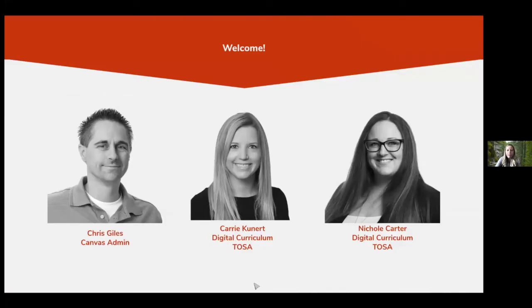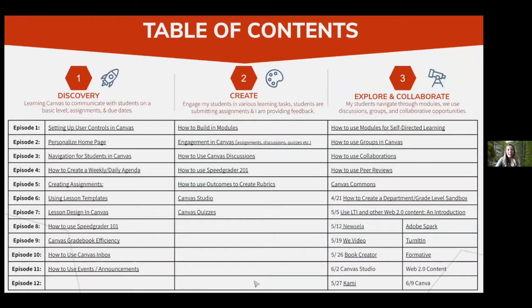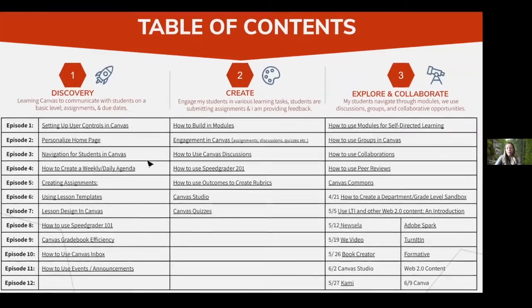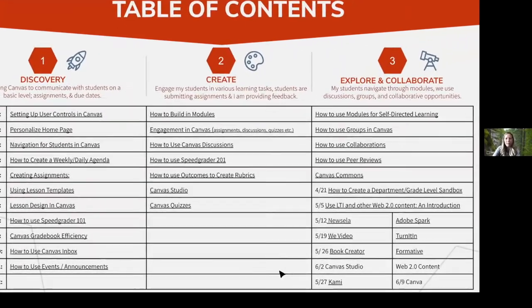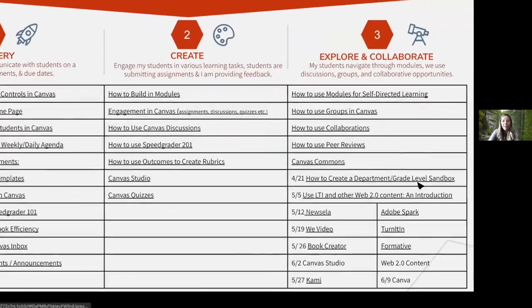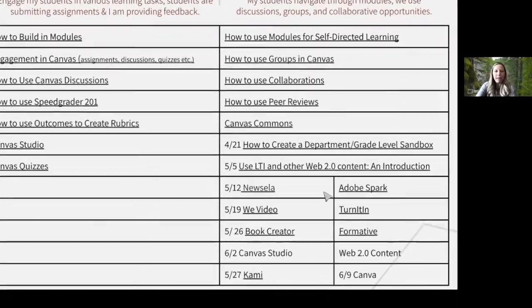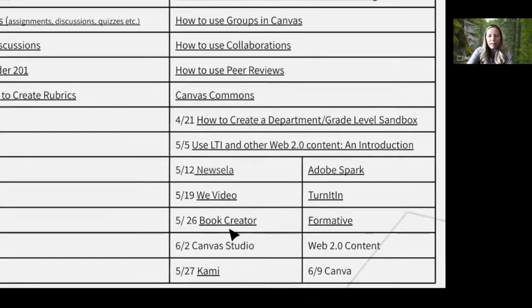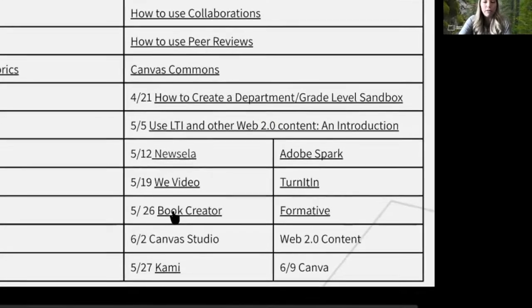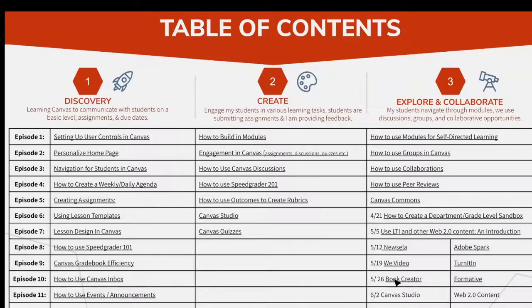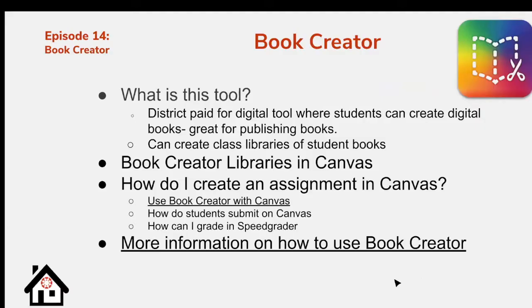My name is Carrie Coonert, and I'm joined by Chris Giles and Nicole Carter, and we're all part of the digital curriculum team here at Beaverton working on Canvas implementation and showing you how to do tons of different things within Canvas. We've been working with our Canvas agreements and have broken it up into 3 different levels, and we are all the way over here on the right-hand side, level 3. We're doing different tools and how well they integrate within Canvas. So we are all the way down right here on Book Creator. If you click on Book Creator, it'll take you to our slides for today. We're going to show you how Book Creator is used within Canvas.